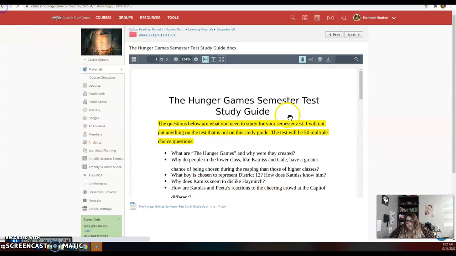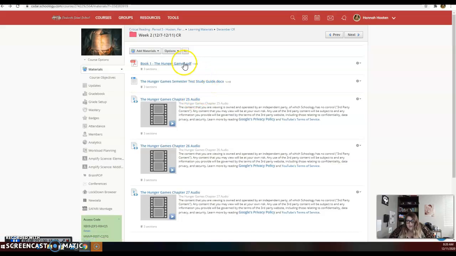I'm going to go back. So here's the study guide. Right above it, as usual, is book 1, The Hunger Games. So you can go back through and kind of skim through it, maybe reread some of the final chapters if you need to.